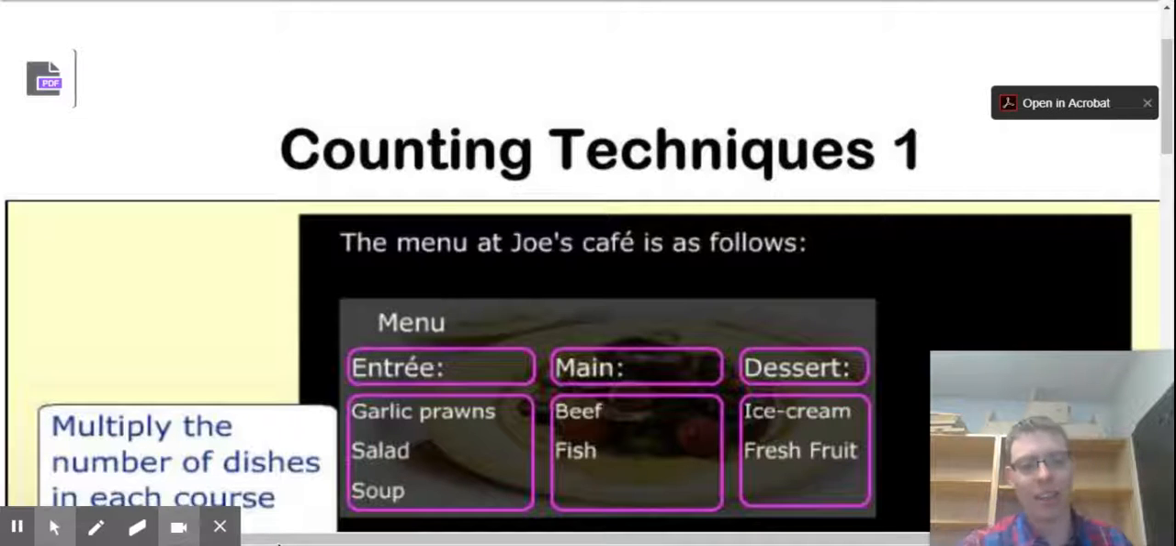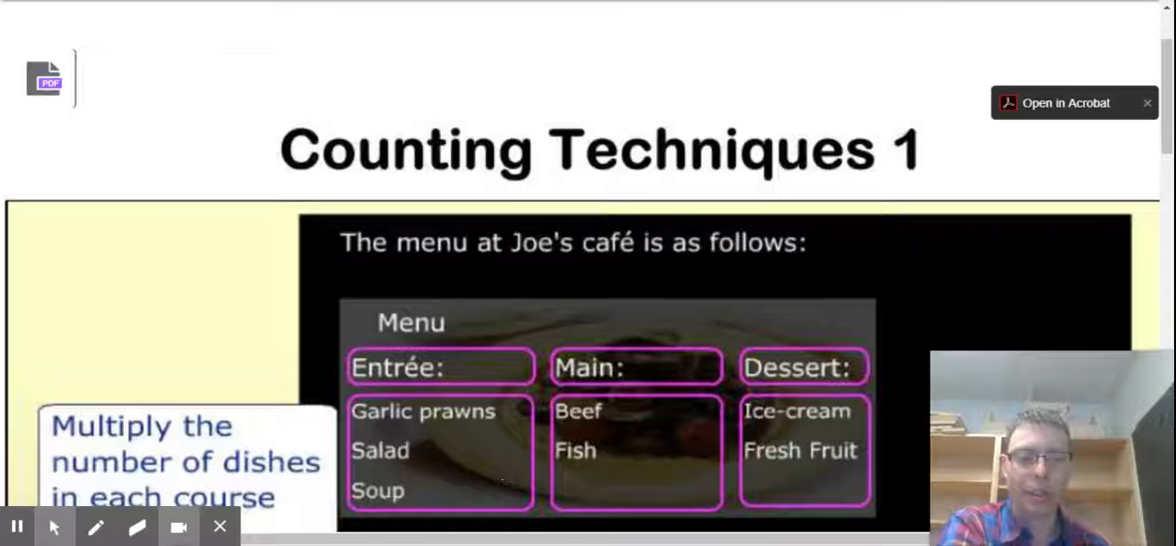So right here, I can see for the entree, which is kind of the main meal, sorry, not the main meal, the pre-meal, the appetizer. Okay, so I can get garlic prawns, salad, or soup. All right, and for the main, I can get beef or fish. So only a couple options there. Dessert, I can have ice cream or I can have fresh fruit. So the thing to really pay attention to here is the categories, okay? So this is a category with 3 options. This is a category, the main, with 2 options. And this is a category, the desserts, with 2 options.